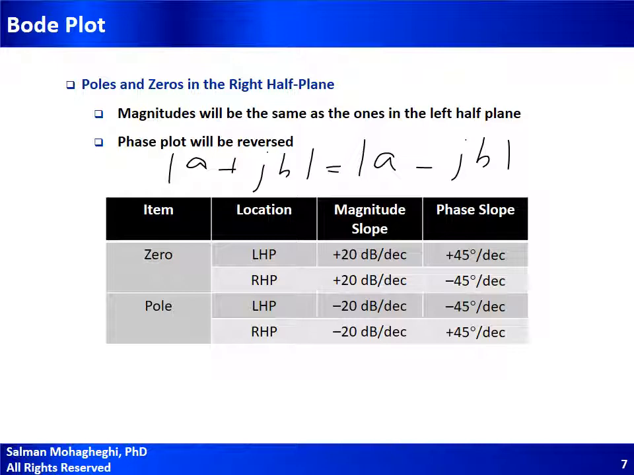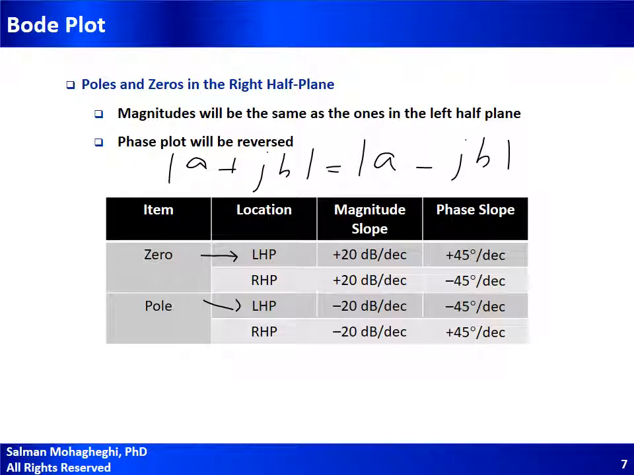Remember that we have already talked about zeros and poles in the left half plane. If I have a zero, I would get a plus 20 dB per decade, and for a pole I would get a negative 20 dB per decade. So if I have a zero or pole in the right half plane, it's going to be the exact same magnitude slope, because based on what I just showed you, the magnitudes are going to be the same. So regardless of where the pole or zero is located, the slope is going to be the same.